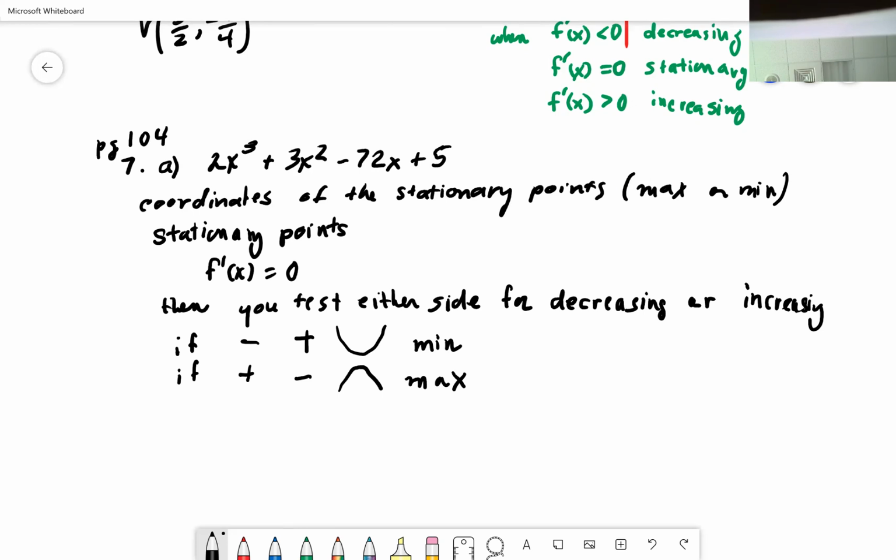Now, obviously the domain for this function is all reals, so we don't have to worry about it. So first, the domain is all reals, so I can proceed.